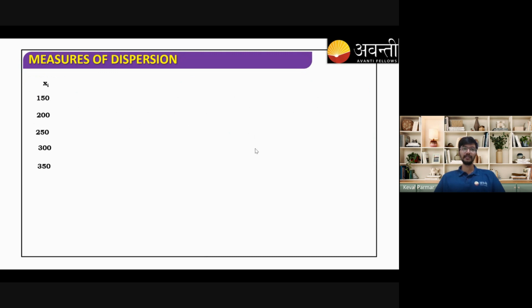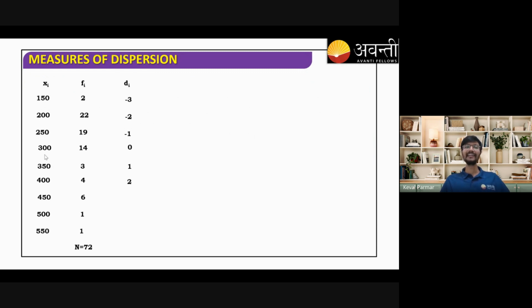So here's the table. Xi is the midpoint. Fi is already given. For di, we have to assume a mean, which we assume as the central term. So here the central term we have selected as 300, right? This is the assumed mean A. It would have been better if we selected 350, right? But it's fine, guys. You can select any.